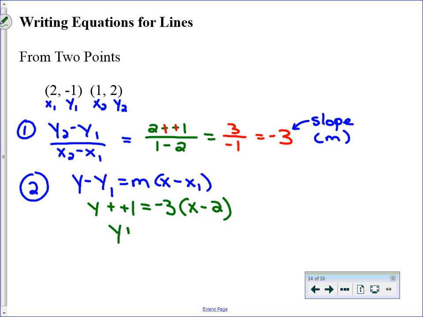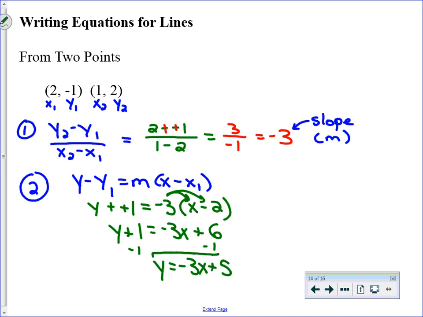So the first thing that I want to do after rewriting some stuff is to use the distributive property on the right-hand side. Negative 3 times x is a negative 3x. Negative 3 times a negative 2 ends up being a positive 6. And now for my last step, I can subtract 1 from both sides. So I end up with y equals negative 3x plus 5 for my final answer, and I know I have my slope and my y-intercept if I needed it.